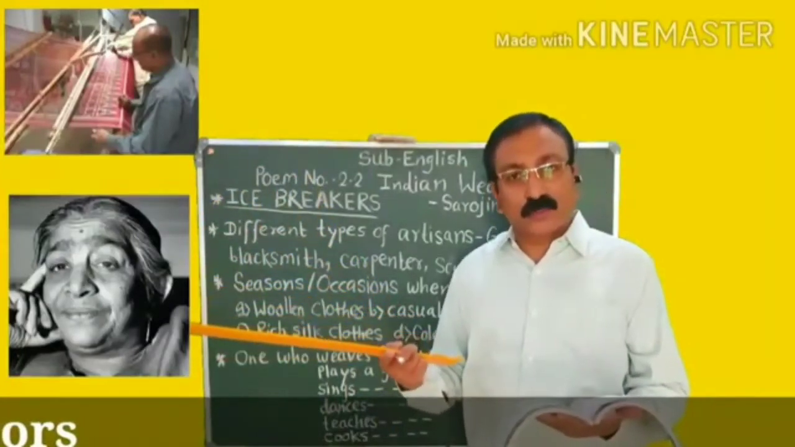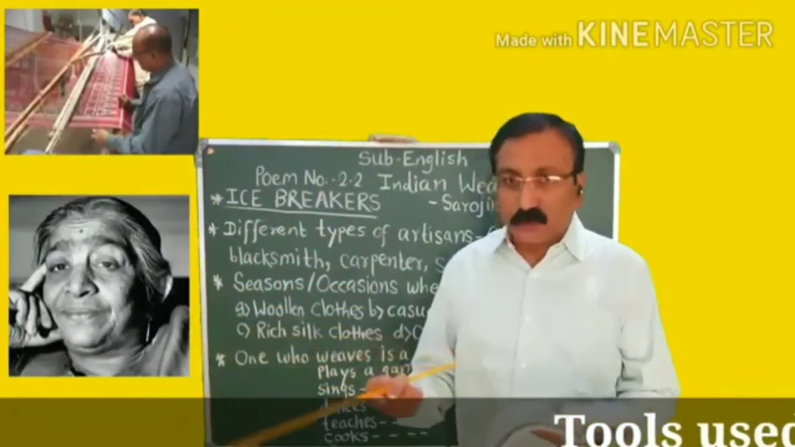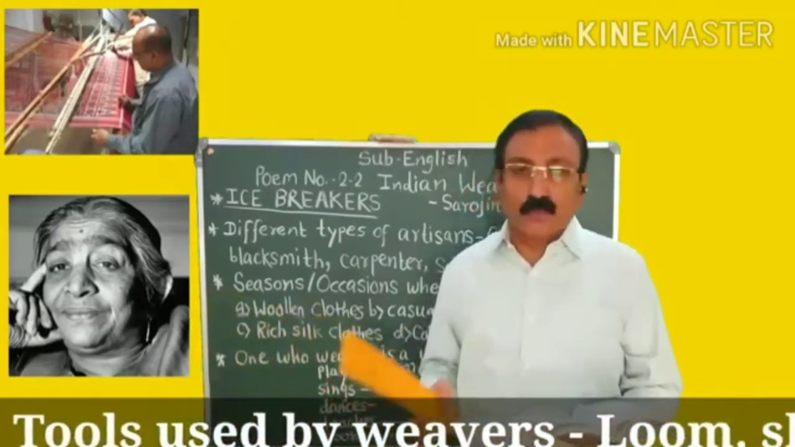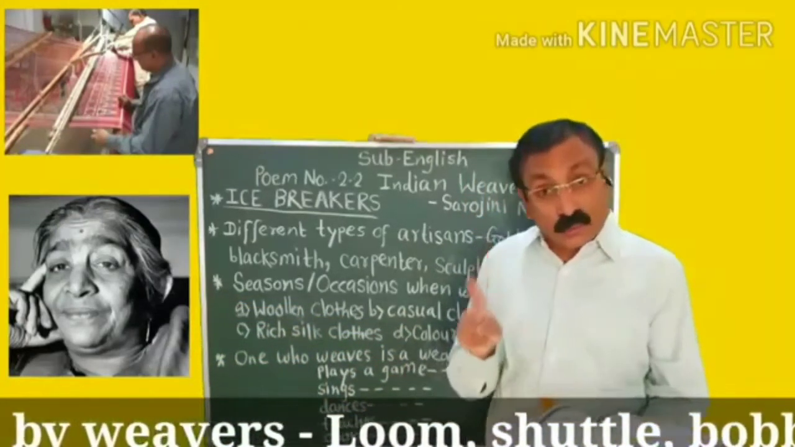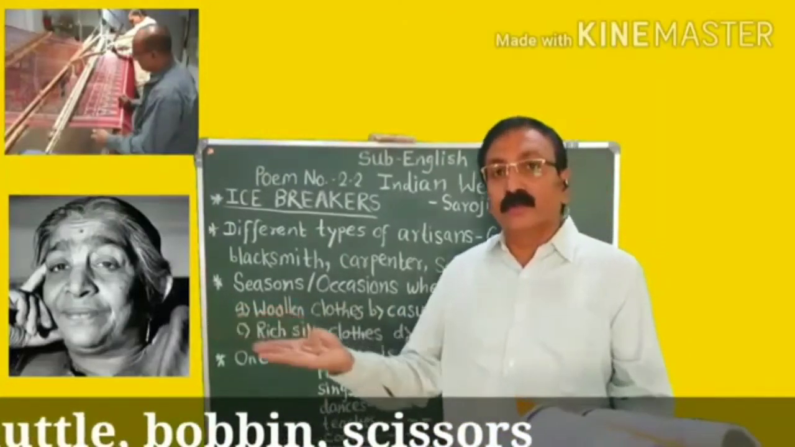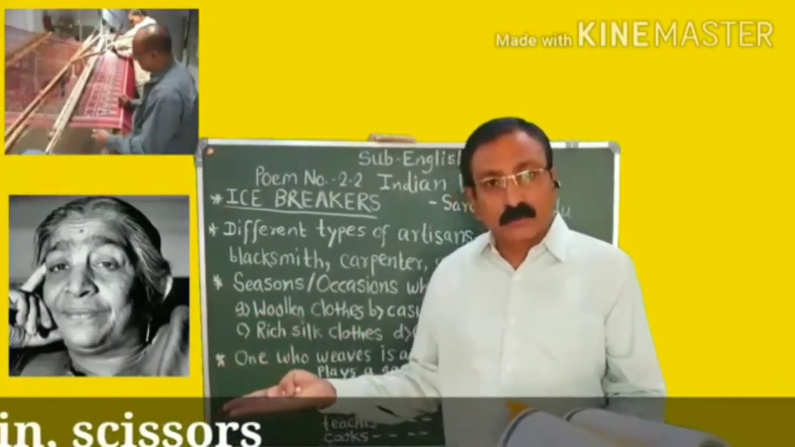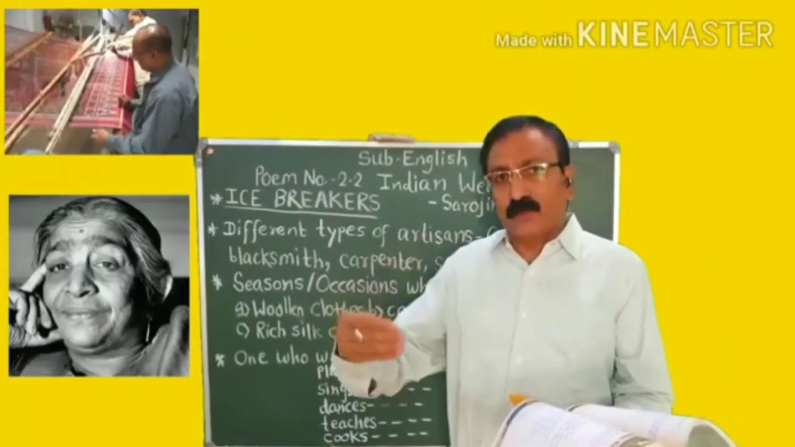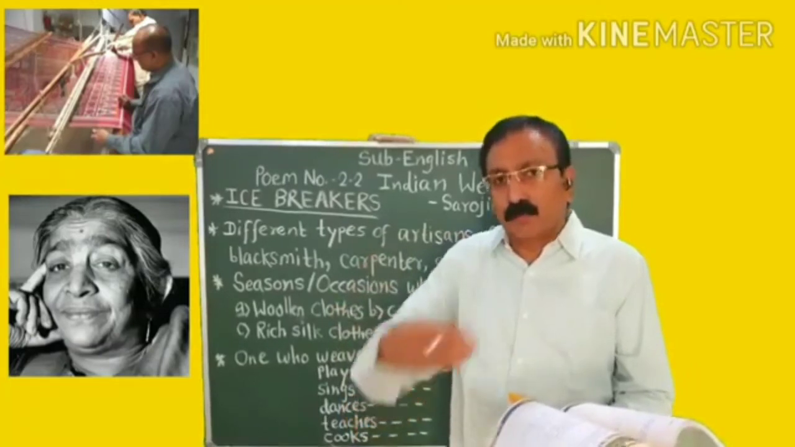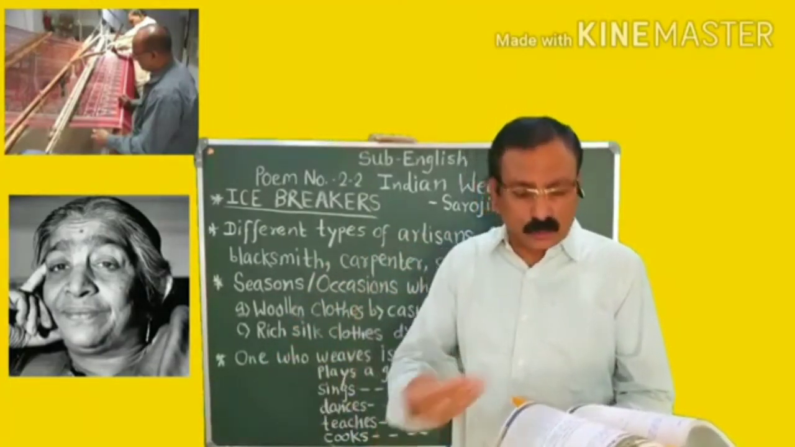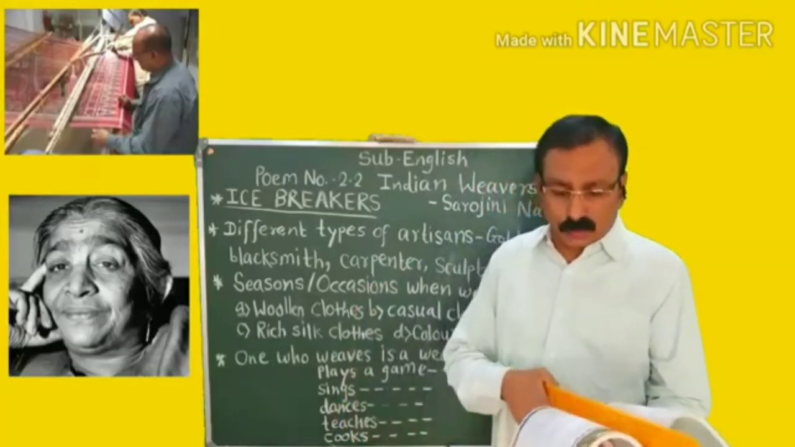So the weavers may use a shuttle, the weavers may use a bobbin, the weavers may use scissors to cut, to separate the unwanted part of the cloth. So in this way, when the weavers weave a particular type of fabric or cloth, they have to use these different kinds of tools.